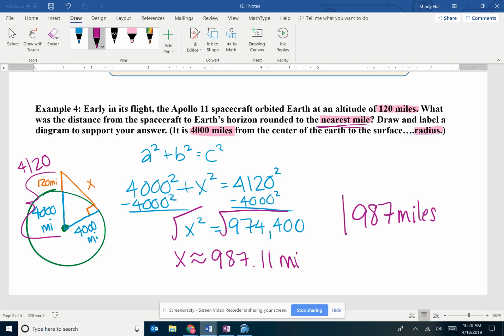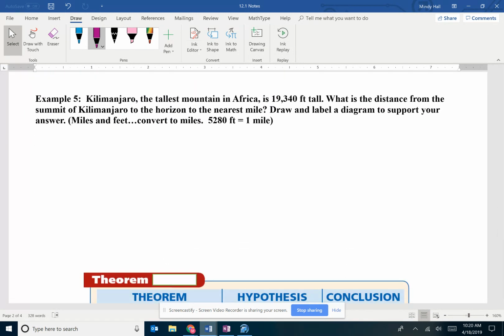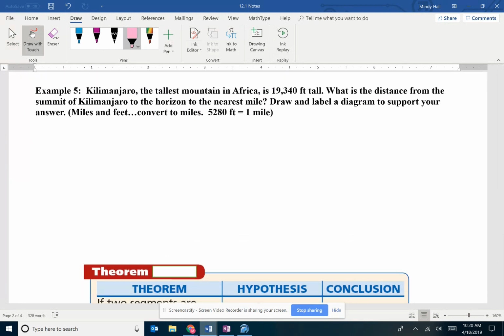So what this means is if you were actually on the Apollo 11, wherever it was in space, you would actually be able to see 987 miles to the curvature of the Earth, which is pretty cool. So now we're going to do it again, except with a mountain, and you could actually do this again with Pikes Peak if you want. So Kilimanjaro, the tallest mountain in Africa, is 19,340 feet tall. What is the distance from the summit of Kilimanjaro to the horizon to the nearest mile? Draw and label a diagram to support your answer.